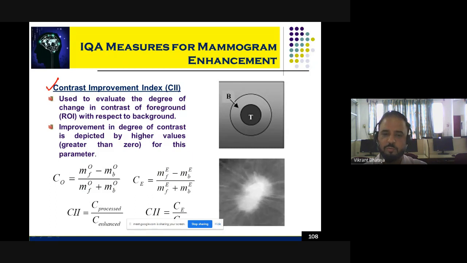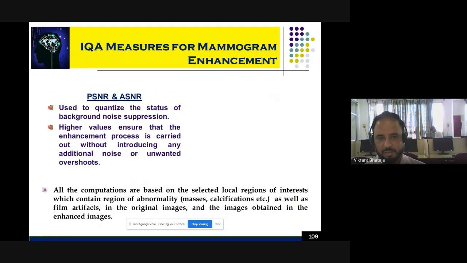This particular formula is evaluating the difference between the gray levels of the foreground region. Say this is your tumorous region, this is being considered as the foreground, and the immediate background is being considered as the background. We take the average gray levels of the foreground and background regions, and their difference provides the contrast. You do it for the enhanced and the original image, and this ratio gives you the contrast improvement index.